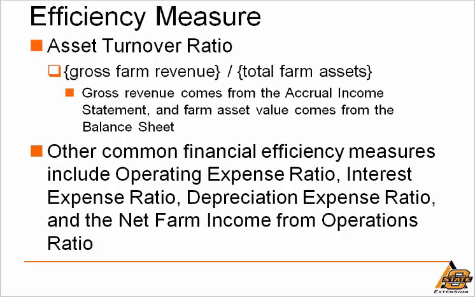Other financial efficiency measures zero in on specific financial areas. Examples include the operating expense ratio, the interest expense ratio, and the depreciation expense ratio. These specific measures reveal if expenses in certain areas are in line with expectations or industry norms. Similarly, the net farm income from operations ratio reveals in percentage terms how much is left over after paying all expenses. Details regarding how to calculate these additional measures can be found in the resources associated with this educational program.